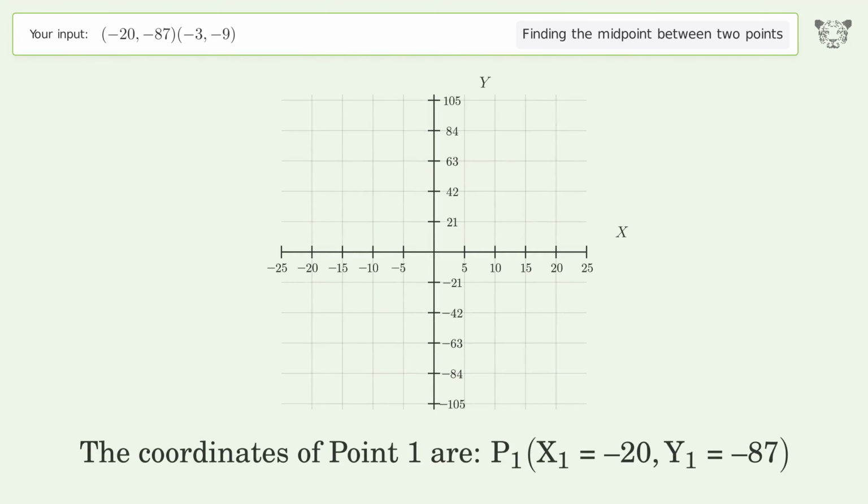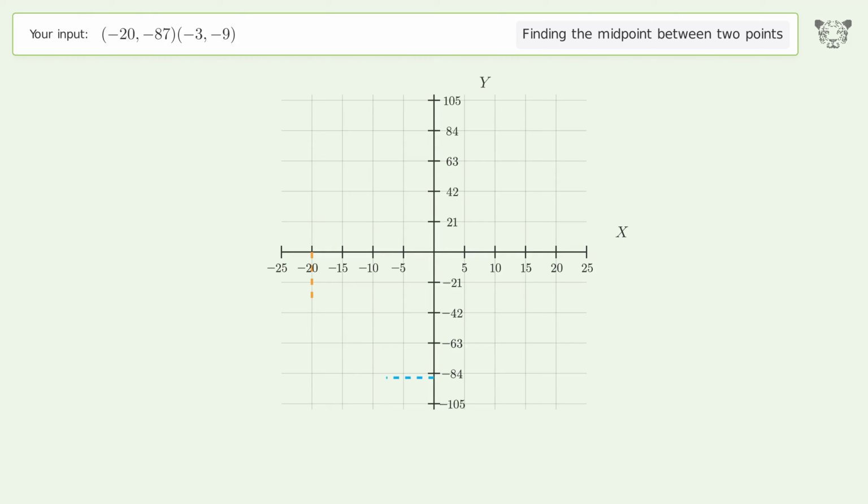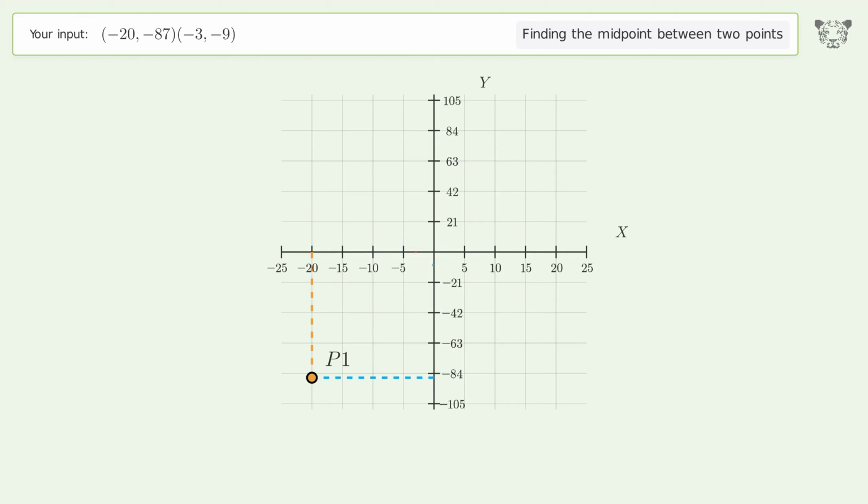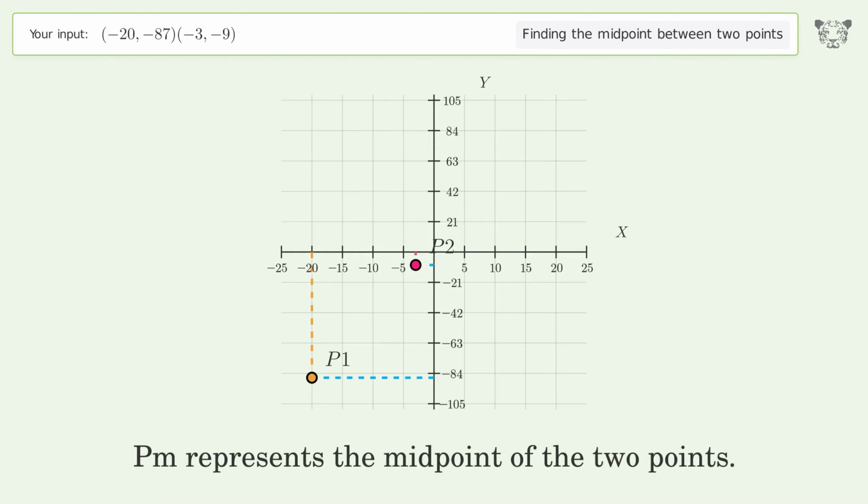The coordinates of point 1 are, x1 equals -20, y1 equals -87. The coordinates of point 2 are, x2 equals -3, y2 equals -9. PM represents the midpoint of the 2 points.